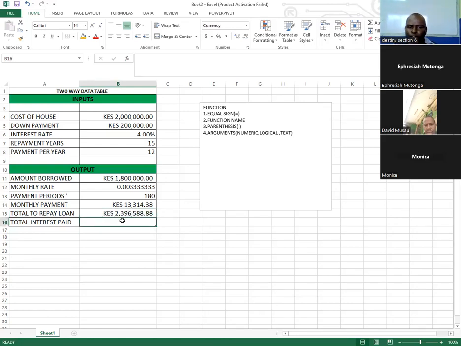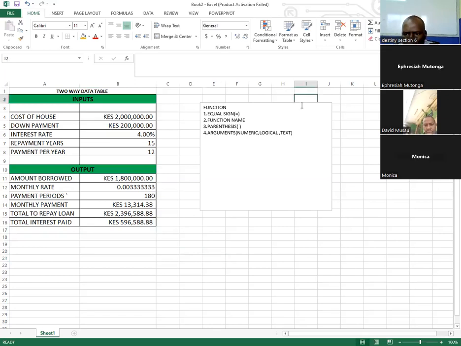And then also the total interest paid, it is very simple. So what we do, you will say the total to repay the loan minus the amount borrowed. So the amount in addition that you paid, apart from the amount you were given by the bank, is 596,588.88. So that is it.